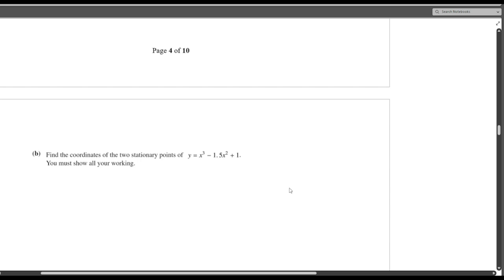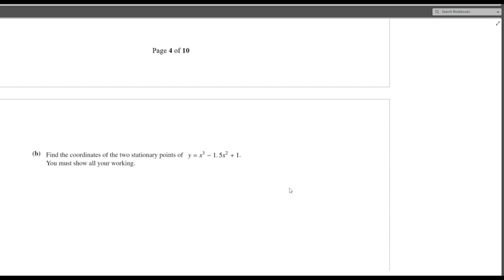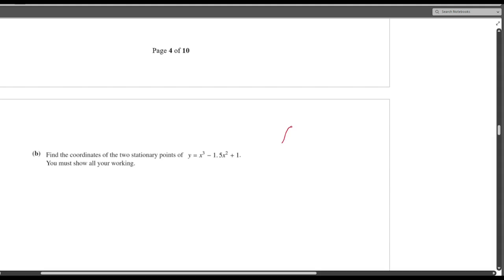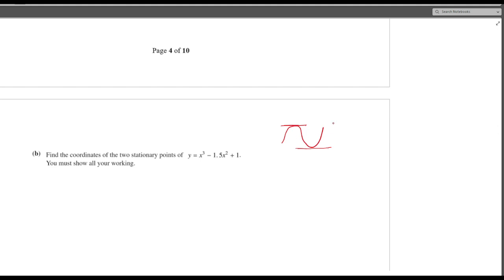Again recall what is a stationary point. A stationary point is the point where your curve takes a turn. Yes or no? And how do we know where it is taking a turn? Wherever the curve takes a turn, if you find the gradient of the tangent, it is equal to 0 because this is parallel to the x-axis. So what we do, we will differentiate this.